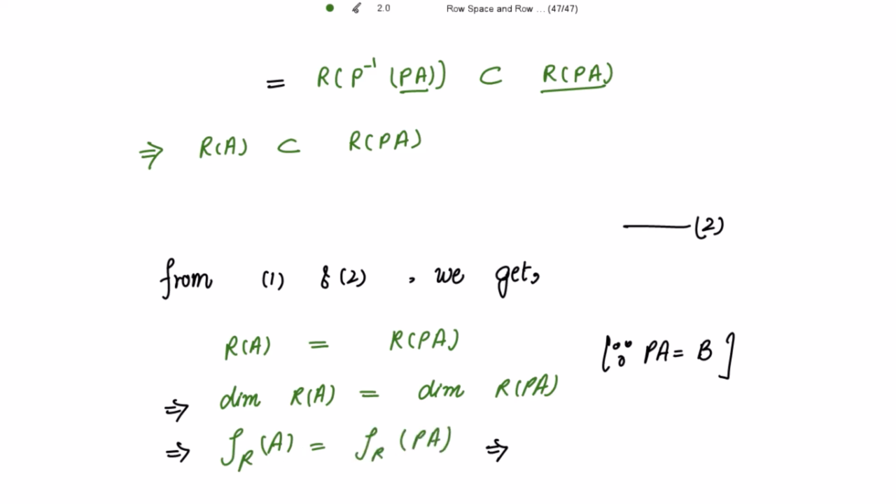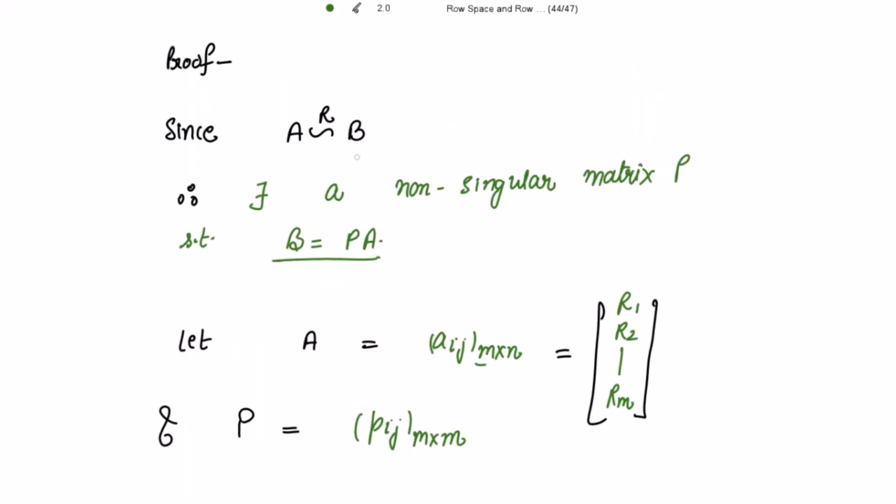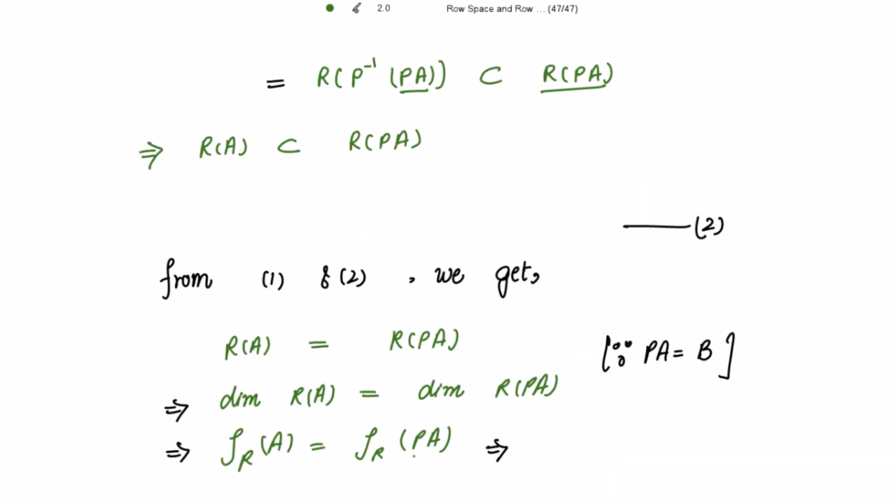And because we have stated that if there exists a non-singular matrix P such that PA is equal to B, we have stated this over here. Yes? If B is obtained from A by row operations, then there exists a non-singular matrix P such that B is equal to the product of P and A. So from here, I am writing this PA to be B. So this implies row rank of A is equal to row rank of B, because PA is equal to B. Hence the result.